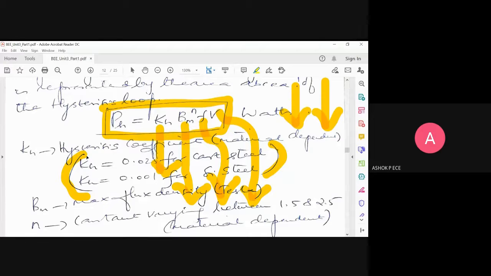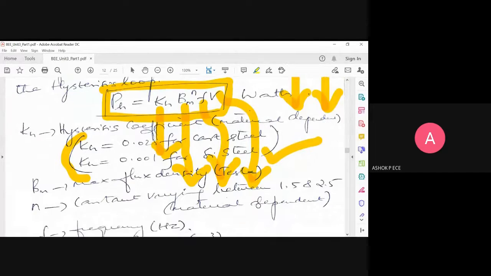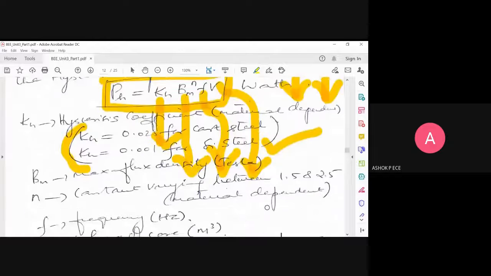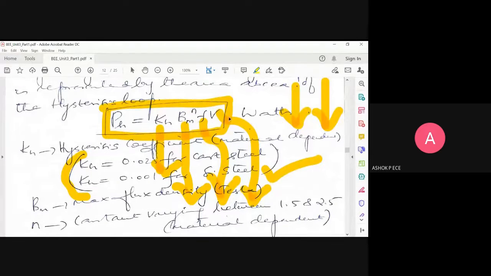Kh has only two values. If you use silicon steel, to some extent you can reduce Ph. So with respect to Kh, using silicon steel means I can reduce Ph. You have no control over Bm. How much flux is generated, we don't have control over that. And frequency, we always operate at 50 hertz, so we don't have control over that. And volume, if you use a small material, the volume will be less, and you can minimize the hysteresis loss. So possibilities are, you can change Kh, you can change V.